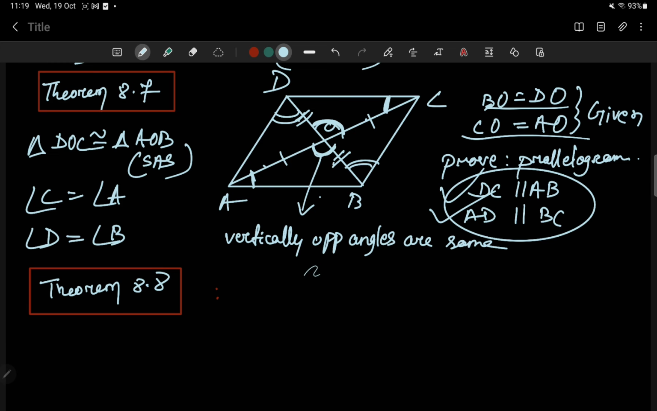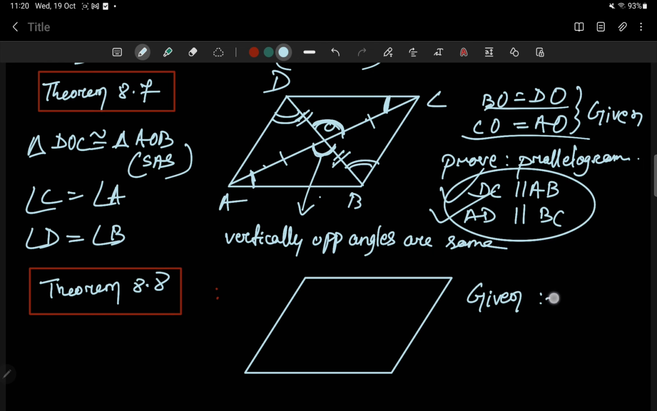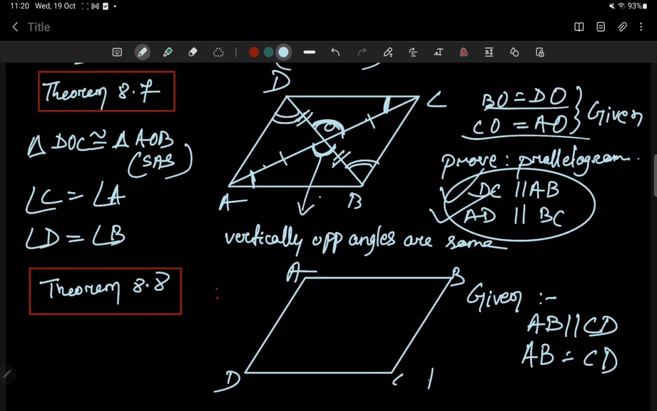It is given that, okay, let's draw it. Now only one pair of opposite sides is equal and parallel. Suppose this is A, B, C, D. It is given that AB is parallel to CD and AB equals CD. This much only is given. Nothing about AD and BC is given. You have to prove that this is a parallelogram.